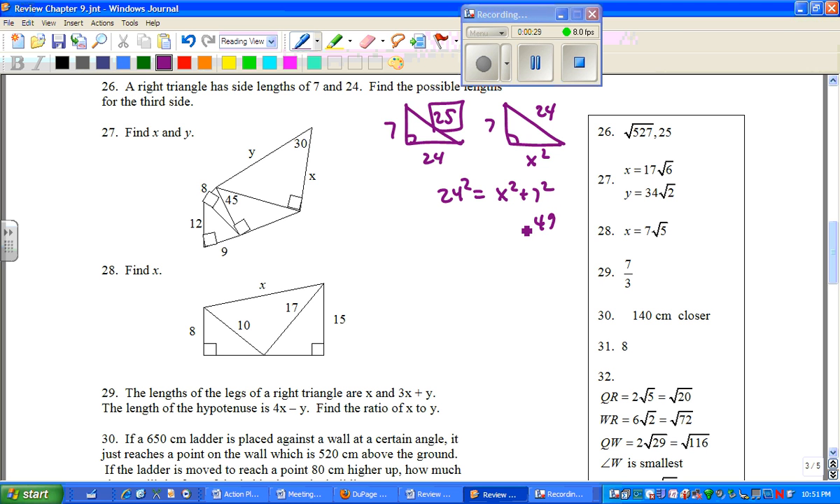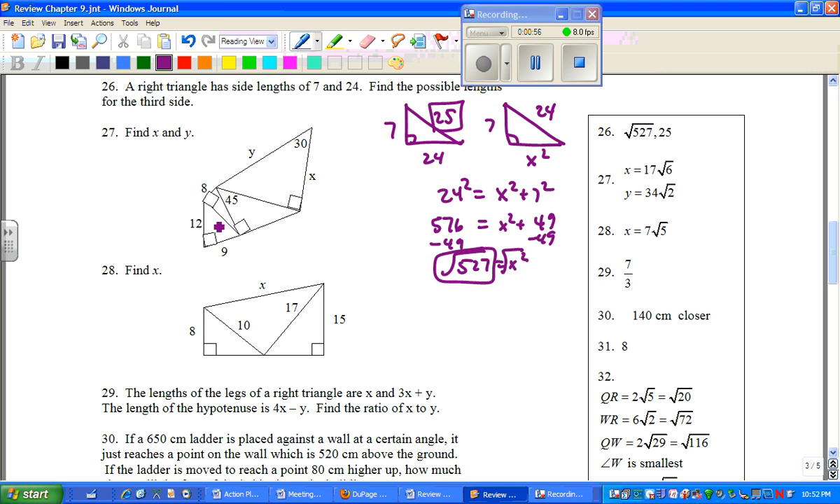This is 49. When I get 24 squared, I end up with 576 minus this over, and I end up with 527 equals x squared. Take the square root of that. So the two answers you can get are 25 and square root of 527 for your possible lengths for the third side. Let's find x and y.